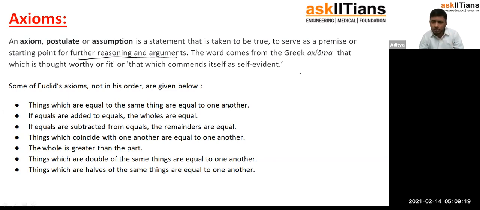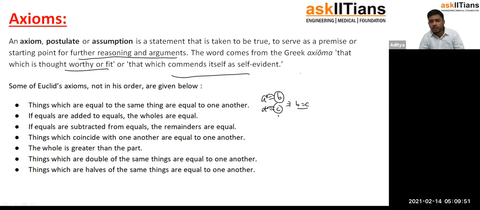This comes from a Greek word, axioma, which means thought worthy or fit, that which commends itself as self-evident. Now, some of Euclid's axioms that he stated were that things which are equal to the same thing are equal to one another. Algebraically speaking, if A equals B and A equals C, then B and C are equal to the same thing A. So they must be equal to each other also.